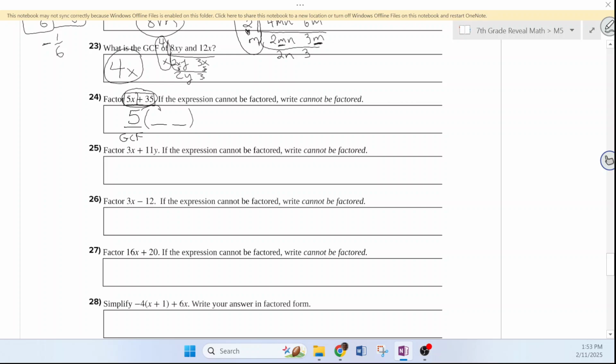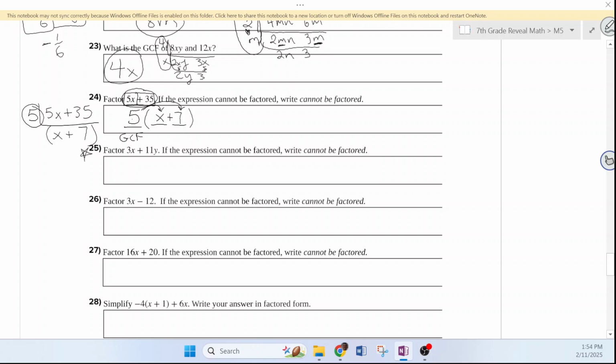Then we say, okay, well, we can think through. 5 times what would be 5x? Well, we need an x. And 5 times what would be plus 35? Plus 7. Okay? Another way to think about it is you can just do your downward division. And then divide out the 5, right? You get 1x, or just x, plus 7. And there's your problem right there. Okay? That's the number that goes out front. What's left over goes on the bottom.